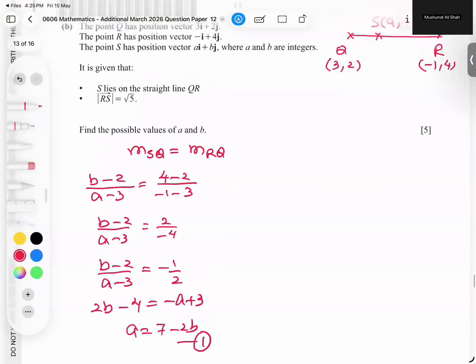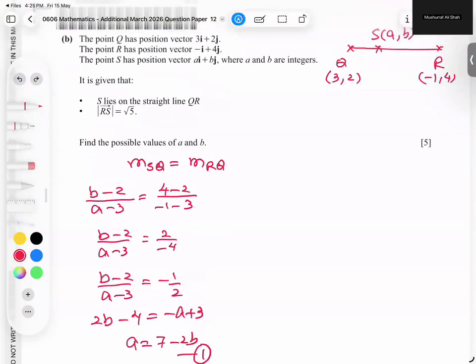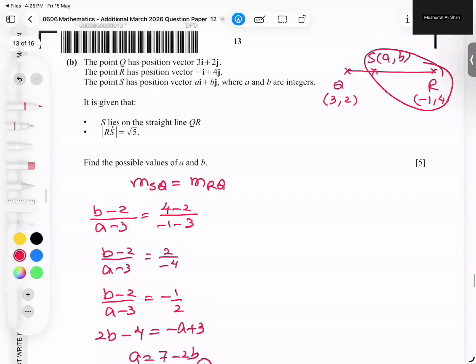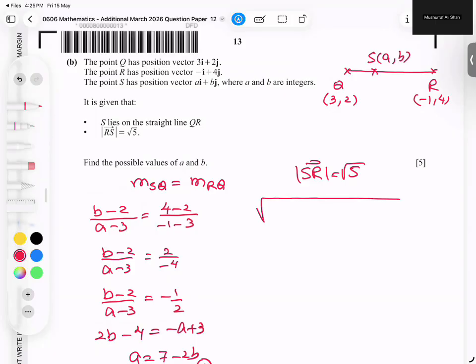And at the same time he mentioned that the distance of RS is root 5. So the RS distance is root 5. And you know, student, what is the technique? The same way, like the distance formula. So I'm applying here y2 minus y1 whole square plus x2 minus x1 whole square. Negative, negative, positive, that is y, equal to root 5.